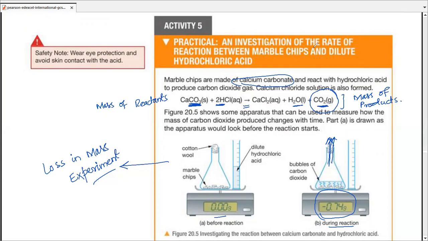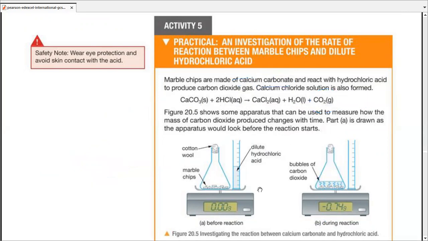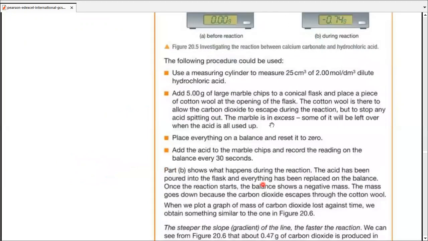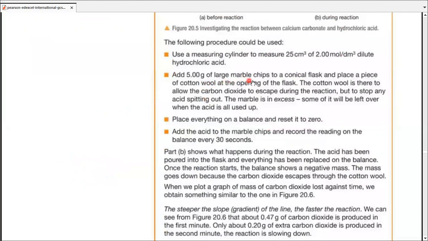I hope that makes sense, right? Yes. Great. If it does, let's go with the details of the reaction. So the following procedure is used. We use the measuring cylinder and measure 25 cubic centimeter of 2 mole per decimeter cube dilute hydrochloric acid. We only take 5 grams of large marble chips in a conical flask. We place a piece of cotton at the opening of the flask. It's just there so that it allows the carbon dioxide gas to escape the reaction, but it would stop any acid spitting out. It would keep us safe.